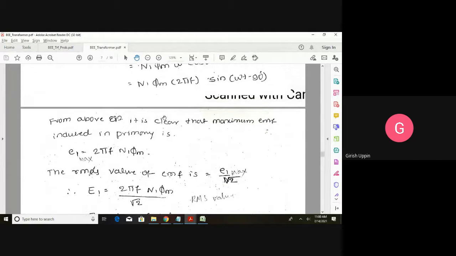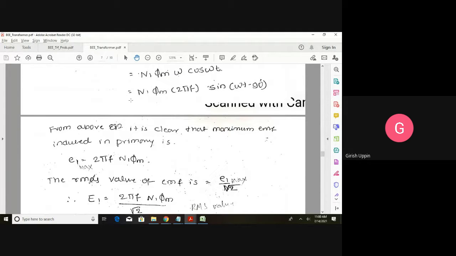So what we got is this equation: E1 is equal to N1 φm 2πf sin(ωt − 90). This is similar to E is equal to Em sin ωt. That means this is the maximum value of the primary EMF, so I can represent this as E1max. The maximum value attained by the primary EMF E1 is given as 2πf N1 into φm.